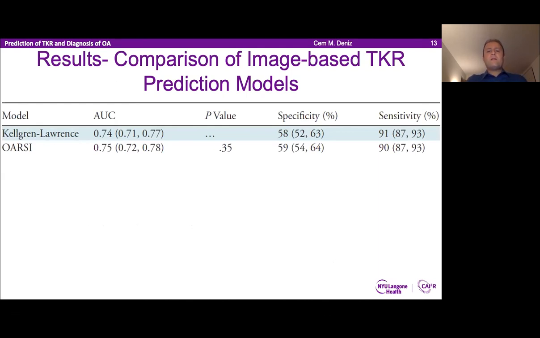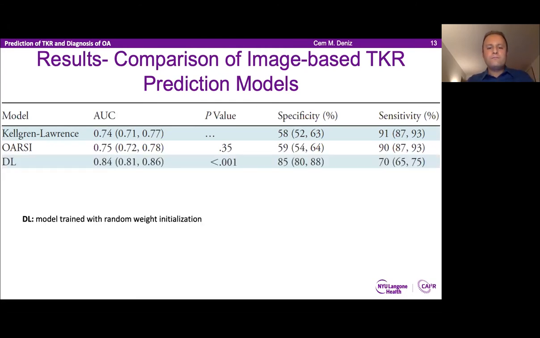When we look at the results in comparing the different image-based prediction models, we can see that semi-quantitative radiological readings have similar AUC, similar binary outcome prediction capability. And also sensitivity and specificity are in similar ranges. And there wasn't a significant change between these 2 grading schemes in this cohort. When we look at the deep learning model, which is trained from scratch, using random weights, we see that there's an increase in the area under the curve, and this increase was significant. We see also an increased bump in specificity, but there was a decrease in sensitivity.